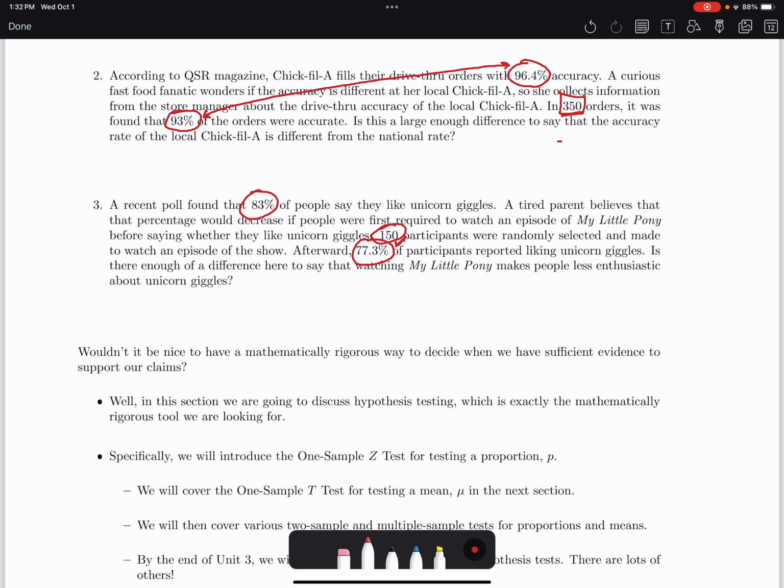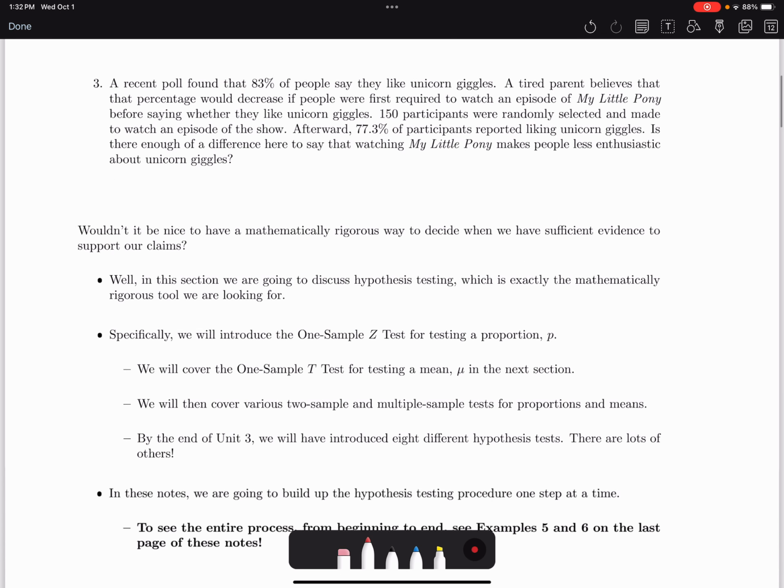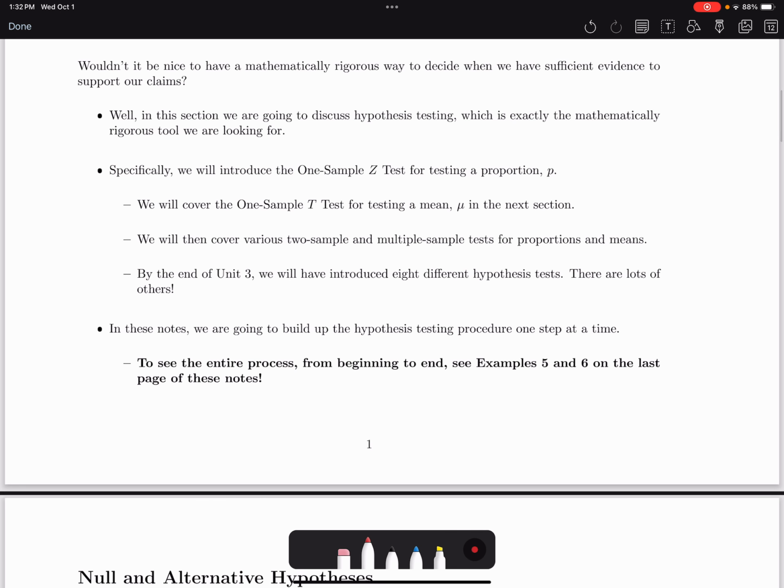So the moral of this story is that, man, it would be really nice to have a mathematically rigorous way to decide when we have sufficient evidence to support our claims. And that's exactly what hypothesis testing is, right? Hypothesis testing is the mathematically rigorous tool that we use to decide if we have enough evidence to support our claims.